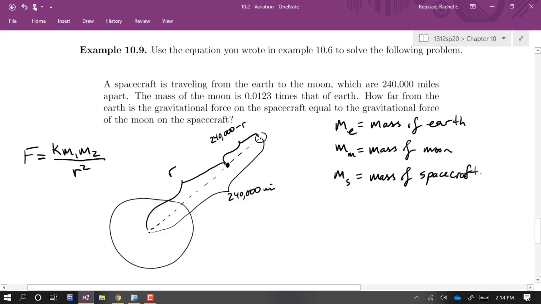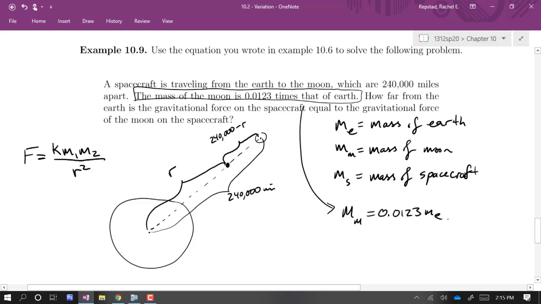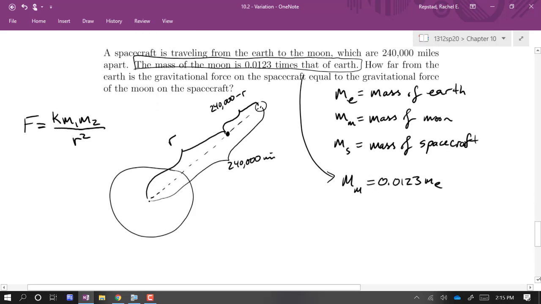Okay. Now they tell us some stuff. They say that the mass of the Moon is 0.0123 times that of the Earth. So we know that m sub m is 0.0123 times m sub e. And we want to know where the force that the spacecraft feels from the Earth is equal to the force that it feels from the Moon. So overall, here's what we want our equation to do. We want the force from the Earth to be equal to the force that it feels from the Moon.